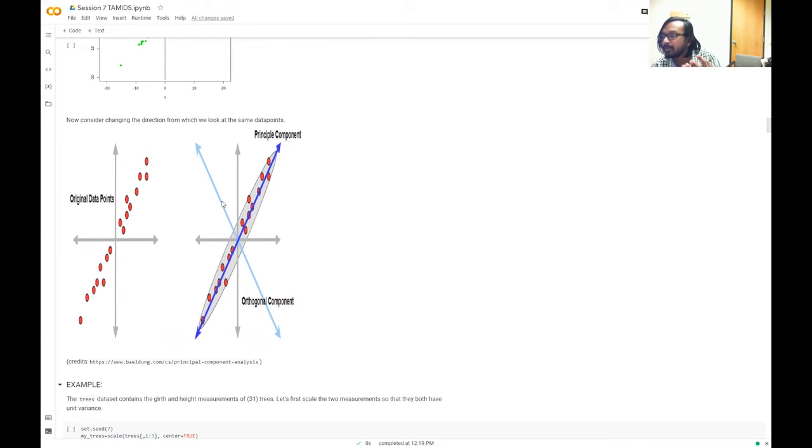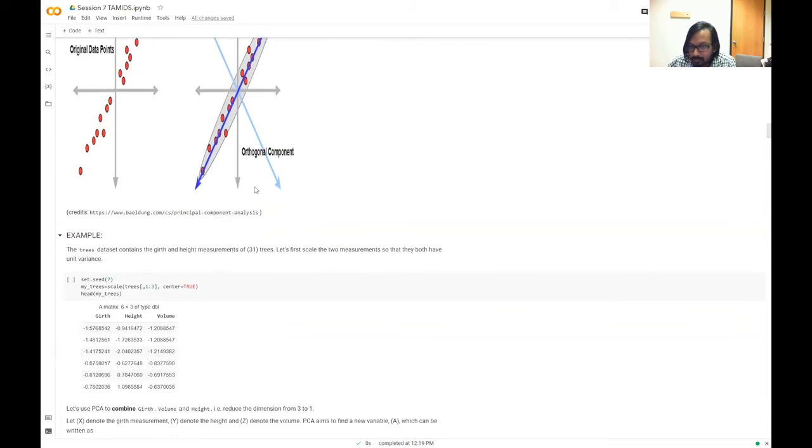Well, this is just 2 dimensions, so it's simple. In higher dimensions, you first find a dimension that has the most variability. Then among the orthogonal dimensions, you find the one that has the maximum variability. That becomes PC2. Then among the remaining dimensions, you find the one with the maximum variability. That becomes PC3, and so on.